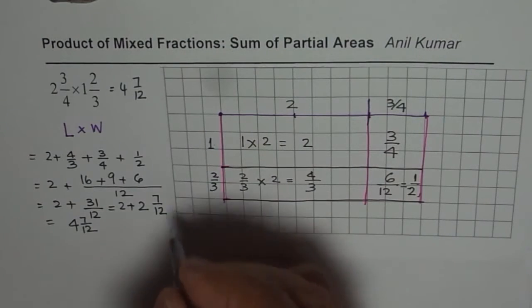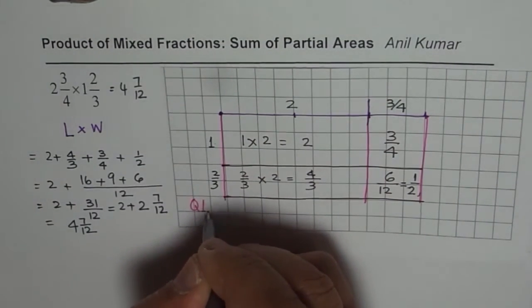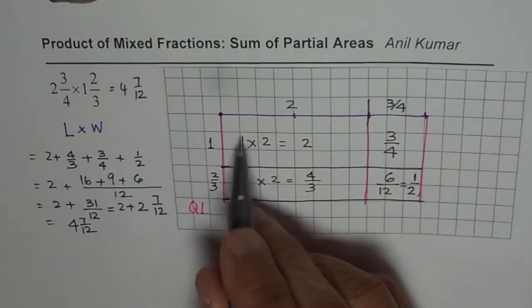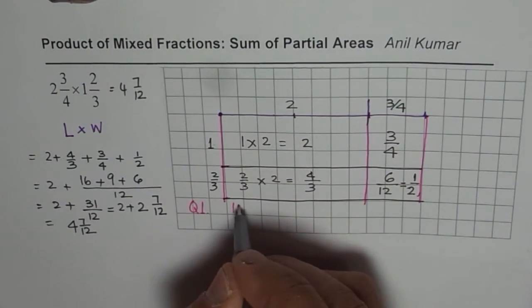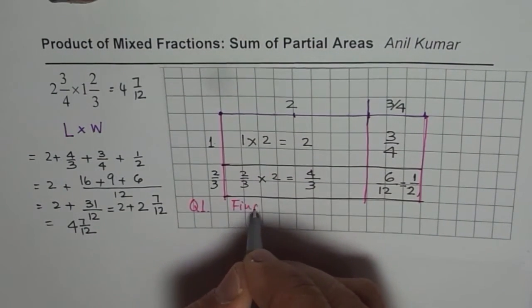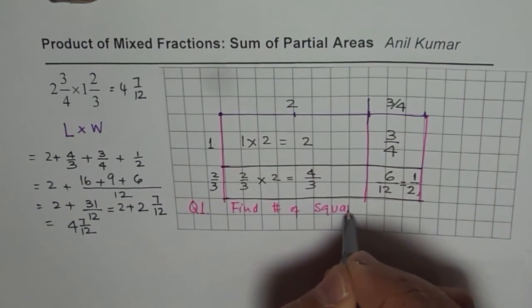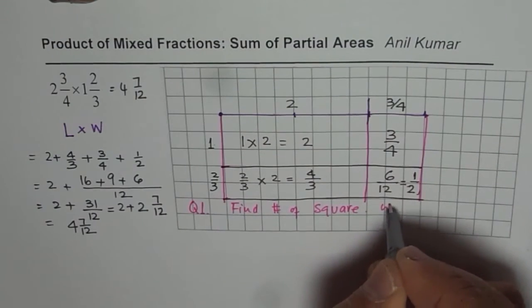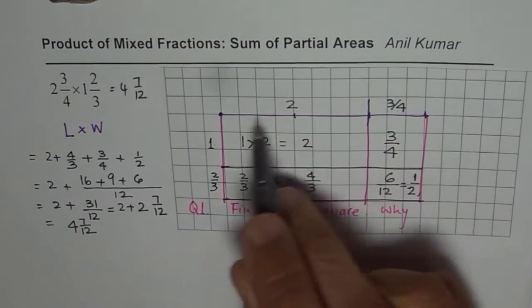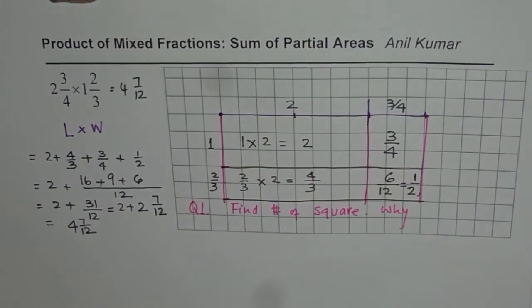Now as an exercise, you can answer these questions. First question, find the number of squares. Find the number of squares and explain why you have that many squares in this big rectangle, right? So that is your question from this video.